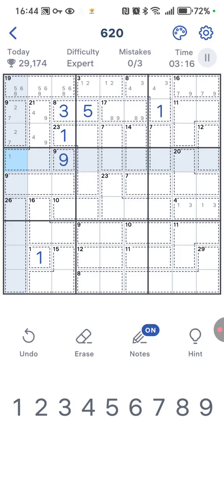So that could be 1 and 3. Can't be 2. 5, 6 and 7. So that could be 5 and 6. Can't be 7. So 1 would be 7. 3 would be 5. 5 would be 3. And 6 would be 2. Cool. That'll help us.